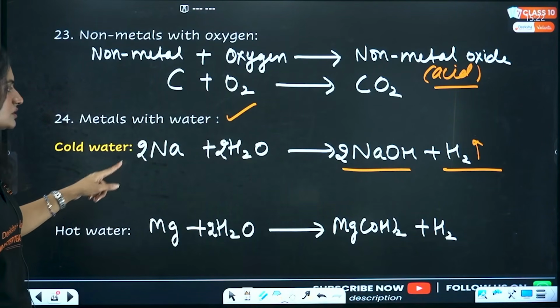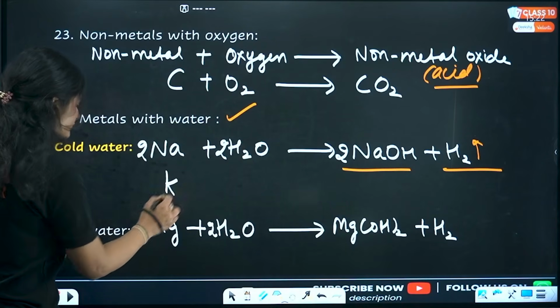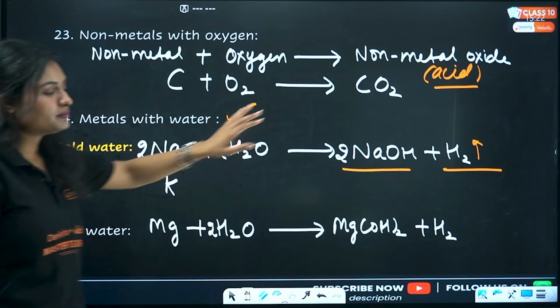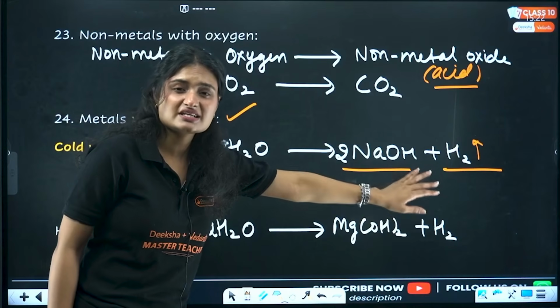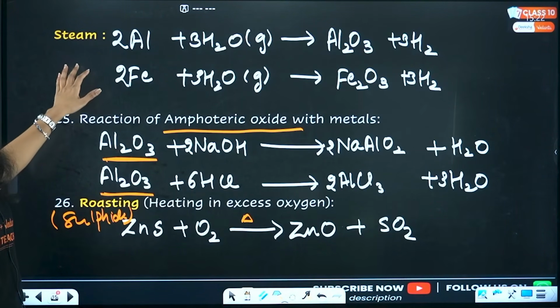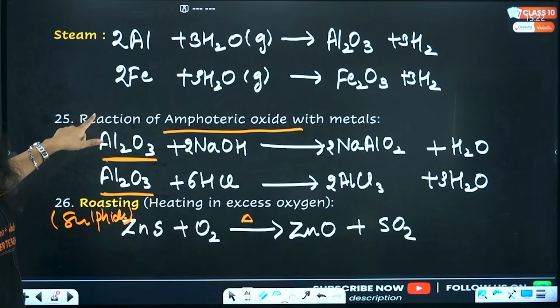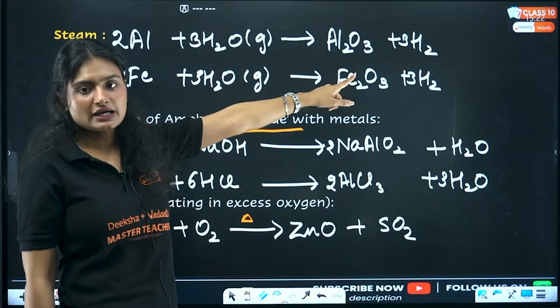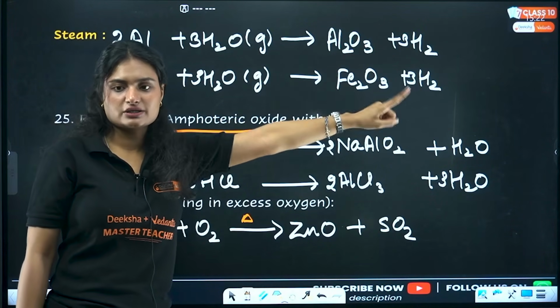Metals react with cold water, sodium, potassium, right? Metals react with hot water, magnesium, form metal hydroxide and hydrogen gas is evolved. Right? Then you have some metals that react with water vapors, like aluminum, iron. They form metal oxide, not metal hydroxide. They form metal oxides and hydrogen gas.